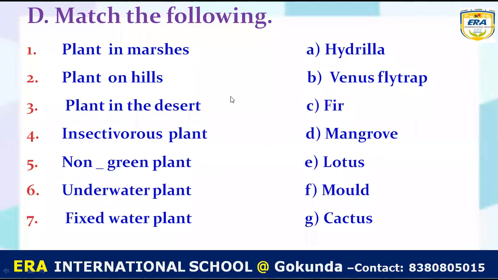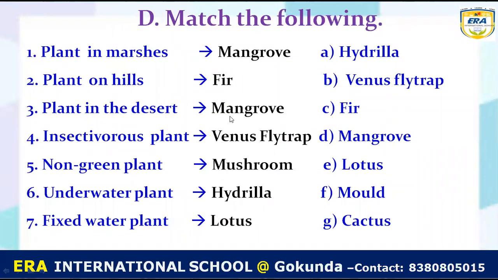Okay, and here is your last answer key. Plants in marshes are mangrove. Plants that grow on hills are fir. Plant in the deserts, here is also one mistake, so the answer is that the plant that grows in the desert is called cactus. Remember it: C-A-C-T-U-S, cactus. An insectivorous plant is the Venus flytrap. A non-green plant, mushroom. And the underwater plant, hydrilla. And the fixed water plant is the lotus. Okay, check your answers, correct them properly and learn them. Learn it and write it.